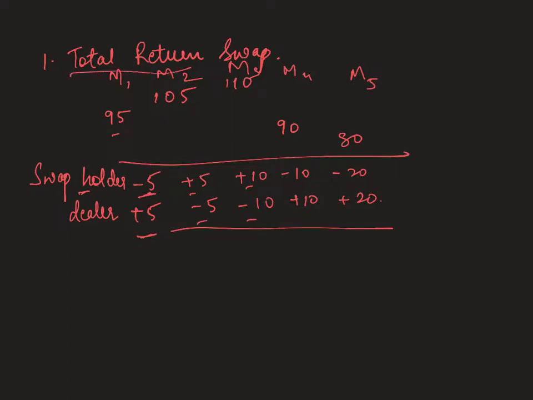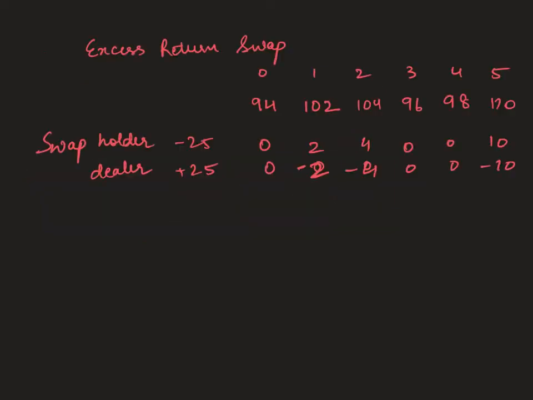Whether it is a loss or a profit, it's considered the risk of the swap holder and dealer equally. This is what an excess return swap looks like. So in the beginning, the holder already gives $25 for covering, let's say, the next 5 months. The dealer receives that $25. Then this is what the price was at the end of 5 months. So when it was below 100, the dealer did not have to pay anything to the swap holder, but when it was above, he had to give the money to the swap holder.